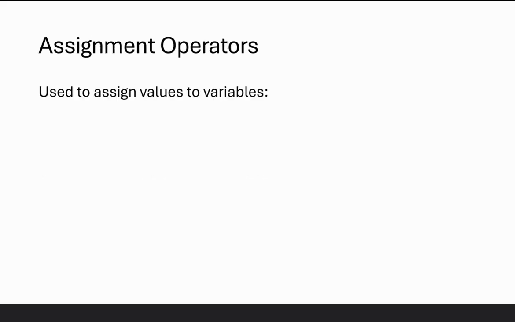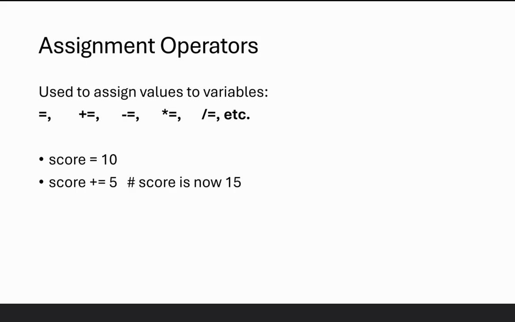And next, the assignment operator is used for assigning values to variables. The assignment operators are equal to, plus equal to, minus equal to, star equal to, slash equal to, etc. For example, score is assigned a value of 10, and if I am incrementing the value with score plus equal to 5, then the new value is added to the previous value and stored in the same variable. Now score is 15.